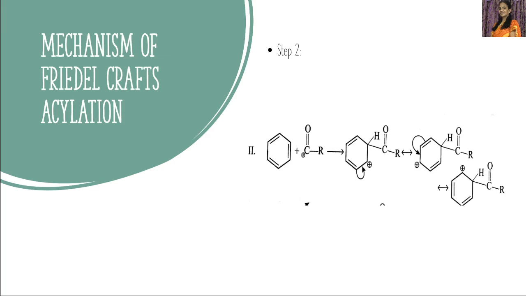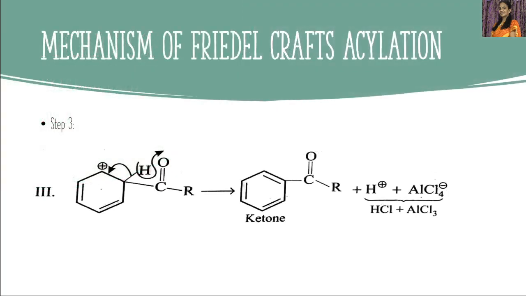Therefore, due to delocalization or resonance, it gets three resonance structures, and this is known as the sigma complex, which is non-aromatic, a carbocation. In the next step, the sigma complex loses a proton, this proton, okay, to form a ketone, the final product.